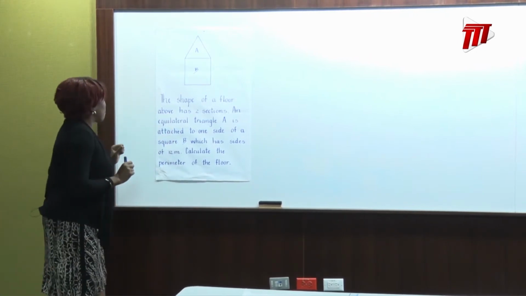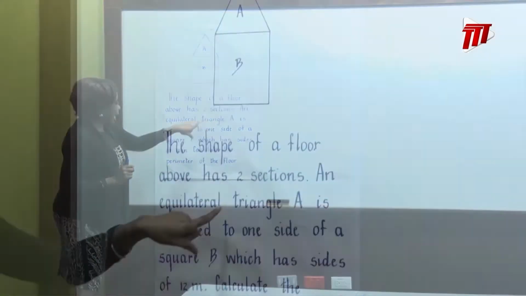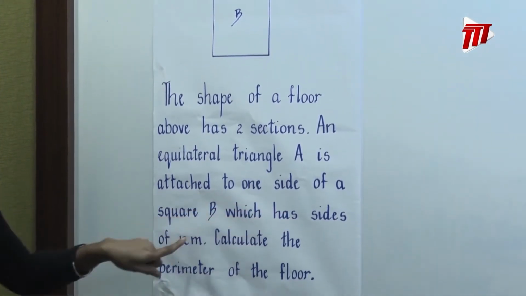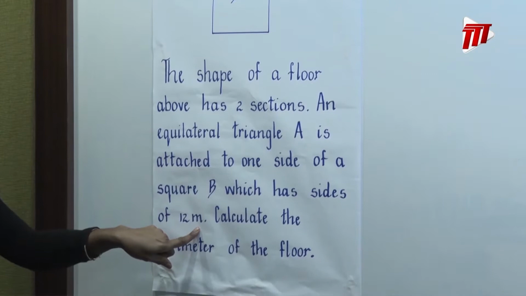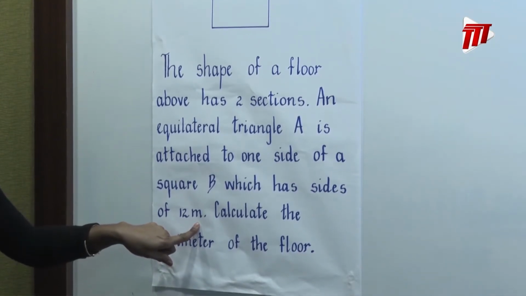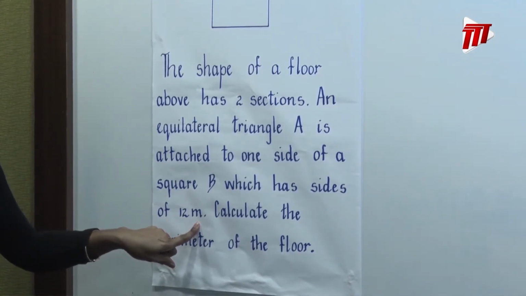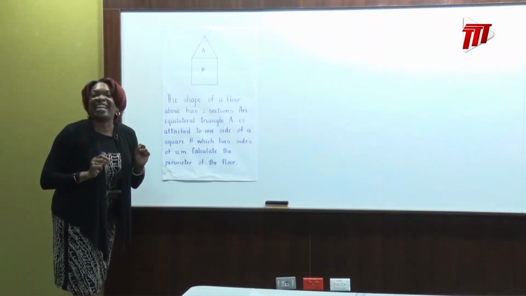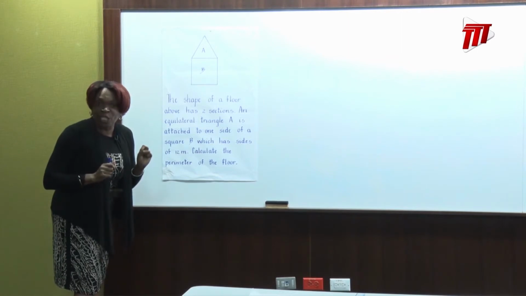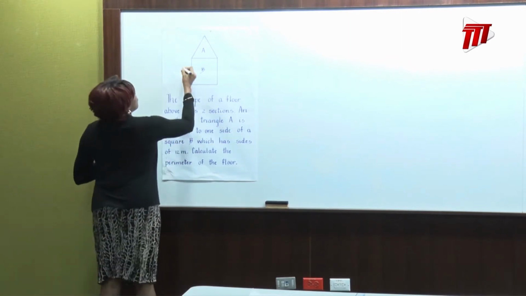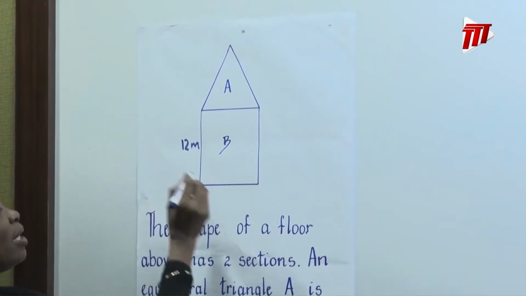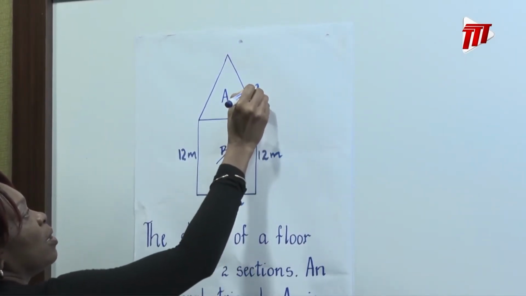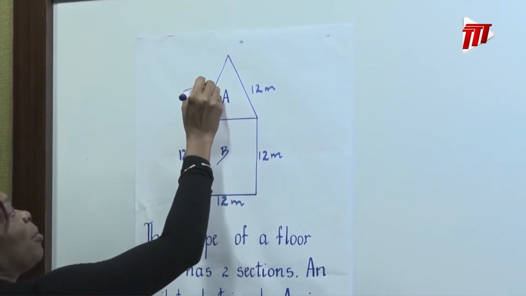Let's read on. An equilateral triangle is attached to one side of a square B, which has sides of 12 meters. You see here? Very, very important. So we know now that the sides of the square are 12 meters, and guess what? The equilateral triangle will also have sides of 12 meters. Could we write in that information? Let's do that. 12 meters, 12 meters, 12 meters, 12 meters, 12 meters.